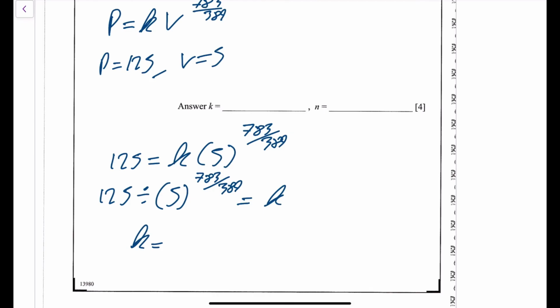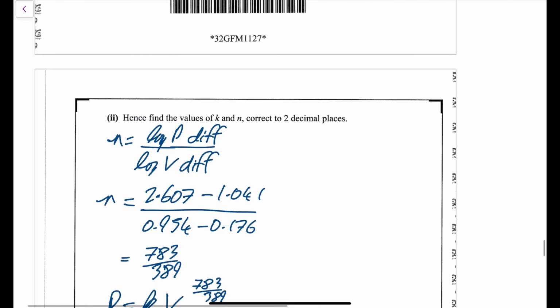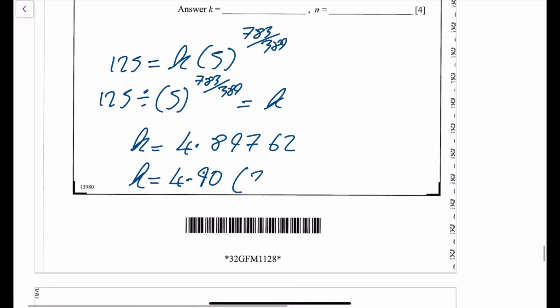783 over 389. And that got me that K was equal to 4.89762. So we'll just give our answers then. K is equal to 4.90 to 2 decimal places.